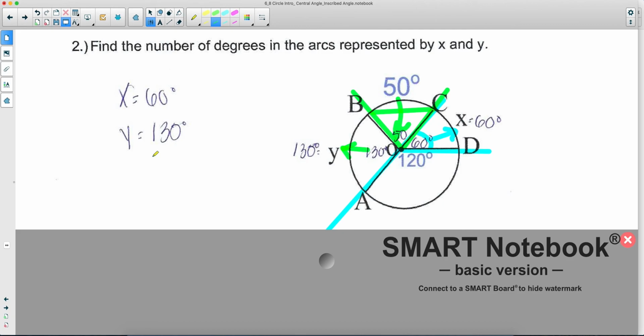Hope the central angle idea is getting a little easier for you. I know we just learned about it, but if you really see that the central angle is the angle formed at the center, the angle and the arc that it intercepts are equal.